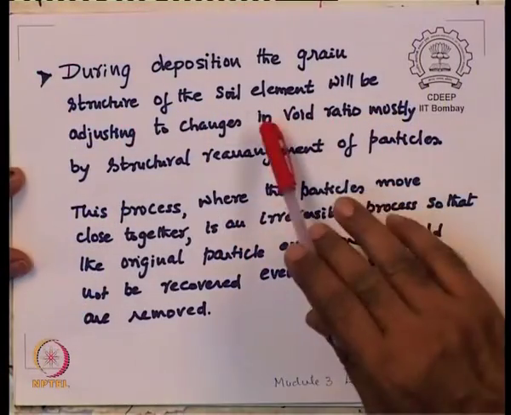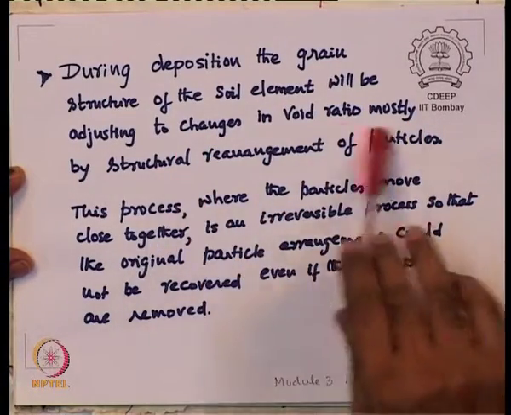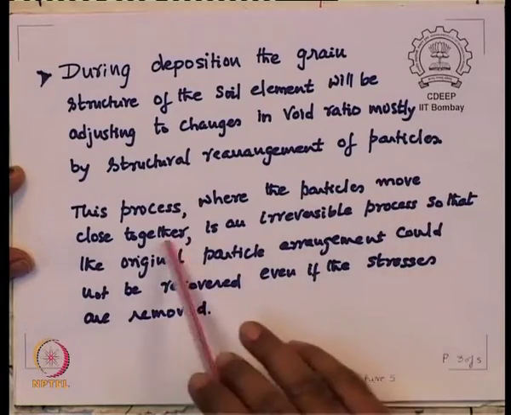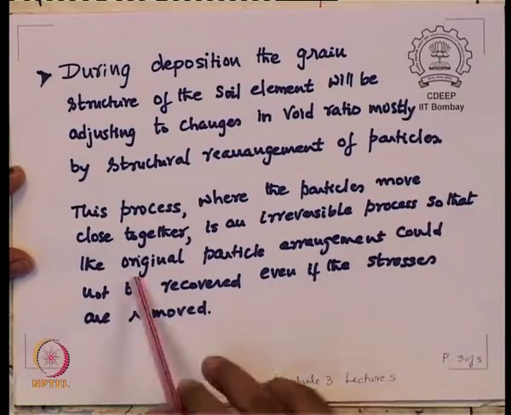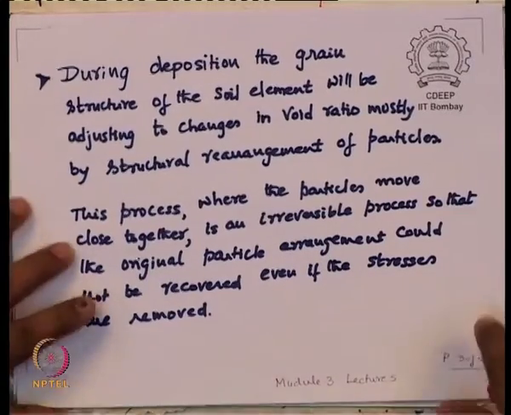During the deposition, the grain structure of the soil element adjusts to changes in void ratio, and mostly the structural rearrangement of the soil particles takes place. That is why along the compression line there is constant compression, and because of the deposition the effective stress keeps on increasing. This process where the particles move closer is irreversible, so the original particle arrangement cannot be recovered even if the stresses are removed.